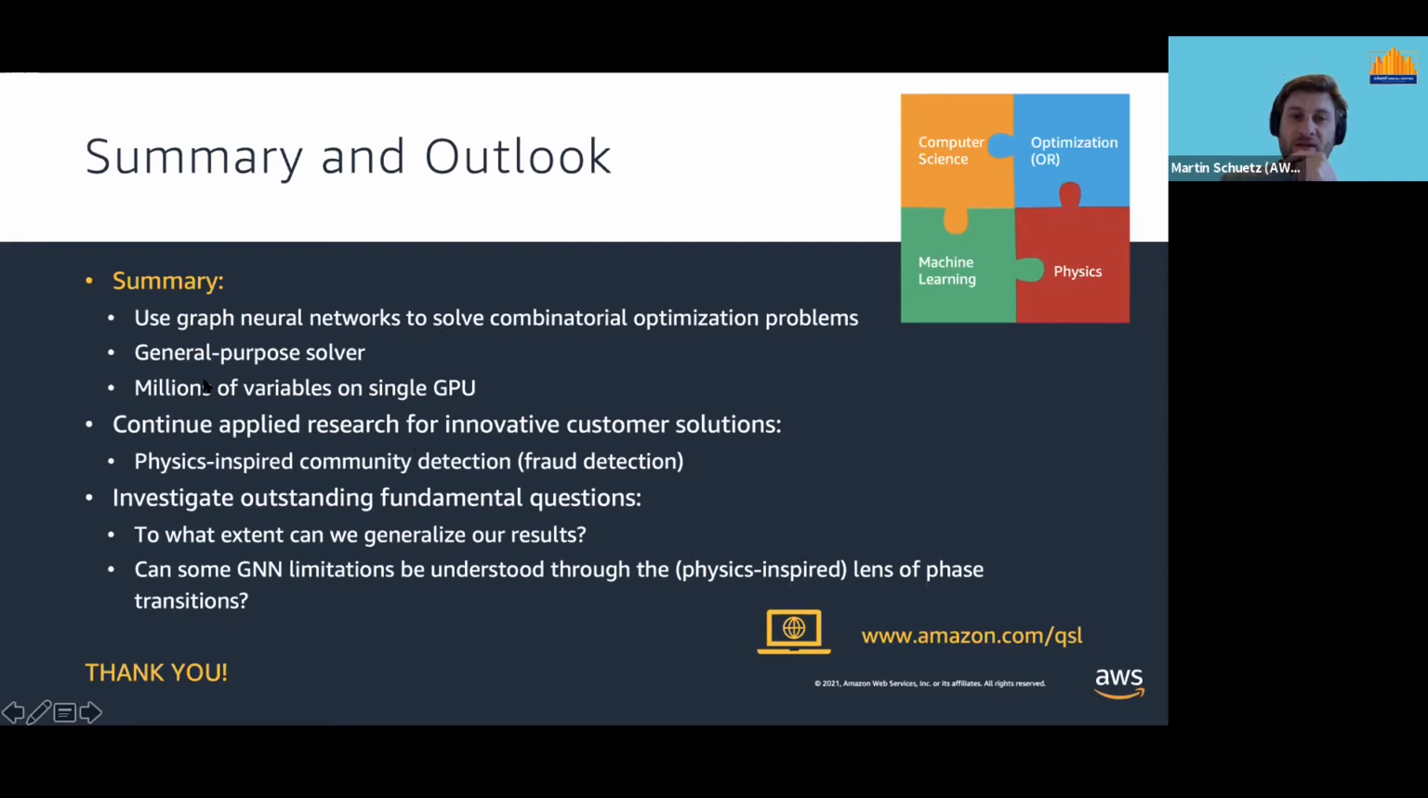We plan to continue this sort of applied research at the intersection of these four research fields. For example, we have ideas how to solve fraud detection within this framework using some physics-inspired ideas, but also continue some outstanding fundamental questions, again, through the physics-inspired lens of phase transitions, in a way where we think we can make a contribution to this field. And with that, I'd like to thank everyone.